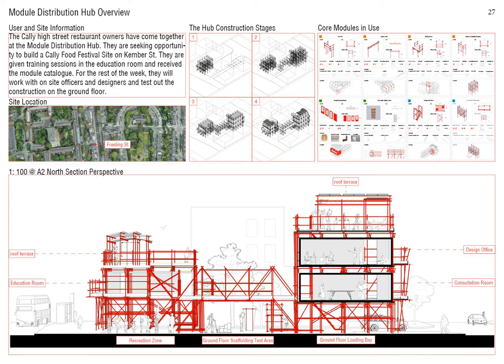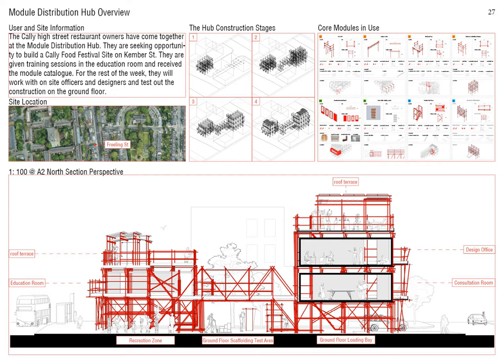The user example would be the Cali High Street restaurant owners. Imagine they have come together to meet at the module distribution hub, and they're seeking an opportunity to build a Cali food festival site on Kimber Street. They will be given training sessions in the education room and receive the module catalog. For the rest of the week, they'll work on site with officers and designers to test out the construction on the ground floor. This page also shows the construction stages of the hub and core module in use.